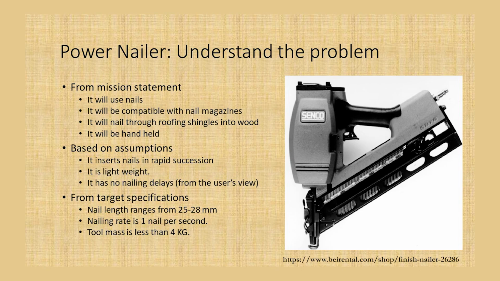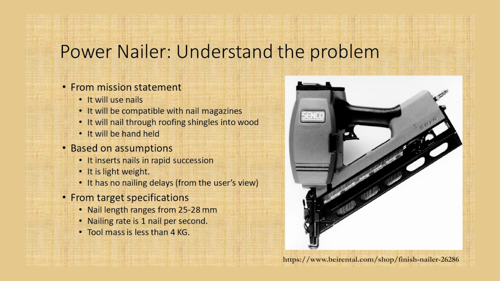The third thing that we understand from the problem statement is that it will nail through roofing shingles into the wood. So, it will use nails, but these nails should nail through roofing shingles into the wood. And it will be handheld. So, a human being will hold the nailer and place the nailer on the wood. So, the mission statement has been broken down. It is a combination of these 4 statements. Basically it is a bigger statement which has these 4 sub statements, all packed together.